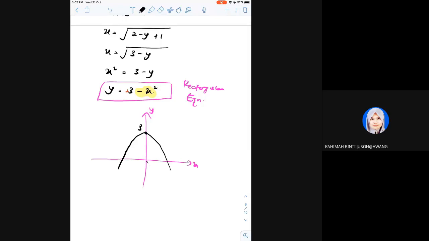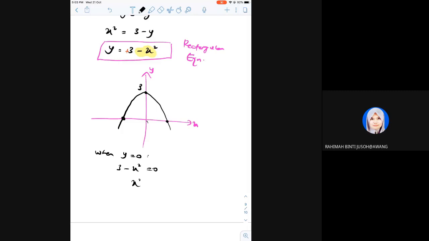So now what are the coordinates here and here? This is when y equals to 0, right? So when y equals 0, we have 3 minus x squared equals 0. Therefore, x squared equals 3. Therefore, x equals plus minus square root 3. So right here is negative square root 3, and right here is positive square root 3.